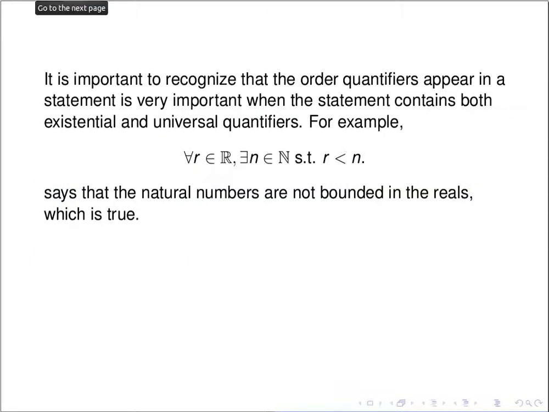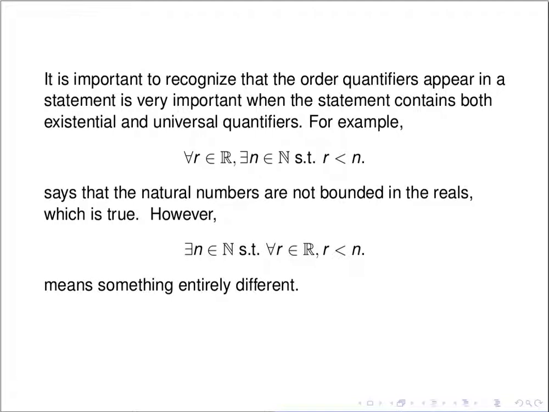So it's important to recognize that the order in which quantifiers appear in a statement is very important when the statement contains both existential and universal quantifiers. So for example, this statement, the Archimedean Principle: for all r in the real numbers, there exists n in the natural numbers such that r is less than n. That says that the natural numbers are not bounded in the reals. Okay, so that's true. For any real number, you can find a natural number larger than it.